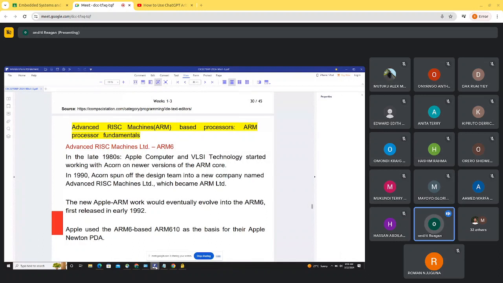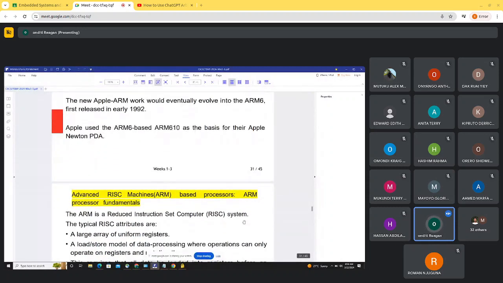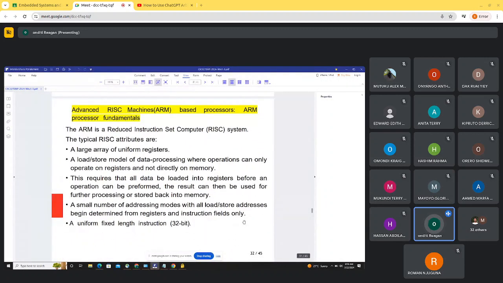These terms were used to define several microcontrollers which were put within a circuit to implement the core, which is actually the processor for the embedded system. So the ARM, which is advanced RISC machine, is a reduced instruction set computer system that typically has attributes like a large array of uniform registers, and a load and store model of data processing, where an operation can only operate on a register and not directly on the memory.